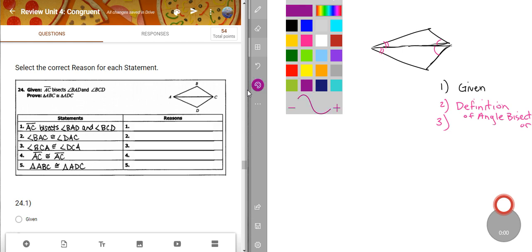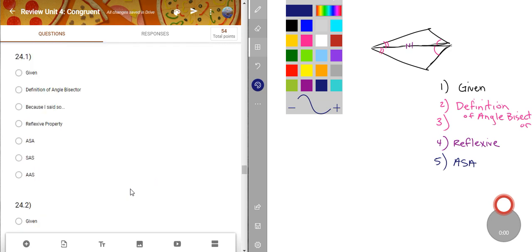And then I know that AC is congruent to itself because of the reflexive property. So that's 4, reflexive property. And then lastly, I now have an angle, a side, and an angle. So these triangles must be congruent to each other by angle, side, angle. There it is. All right, so go ahead and fill those in.